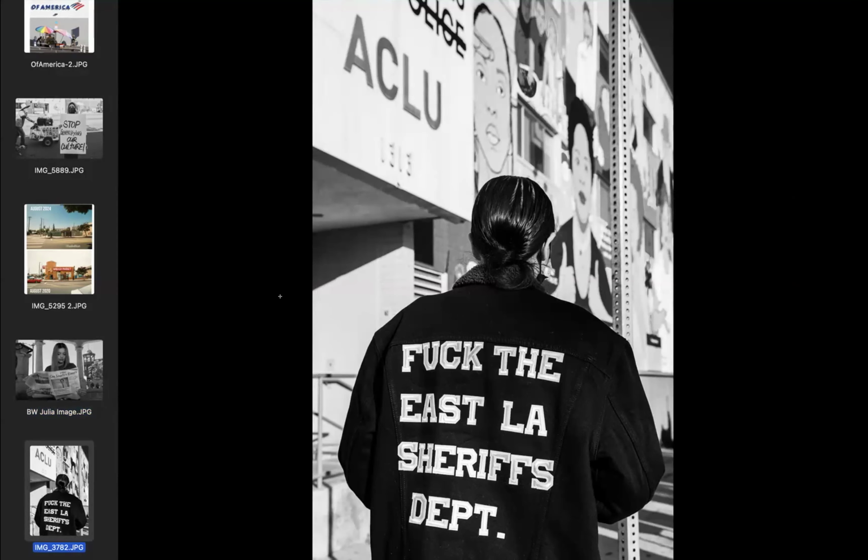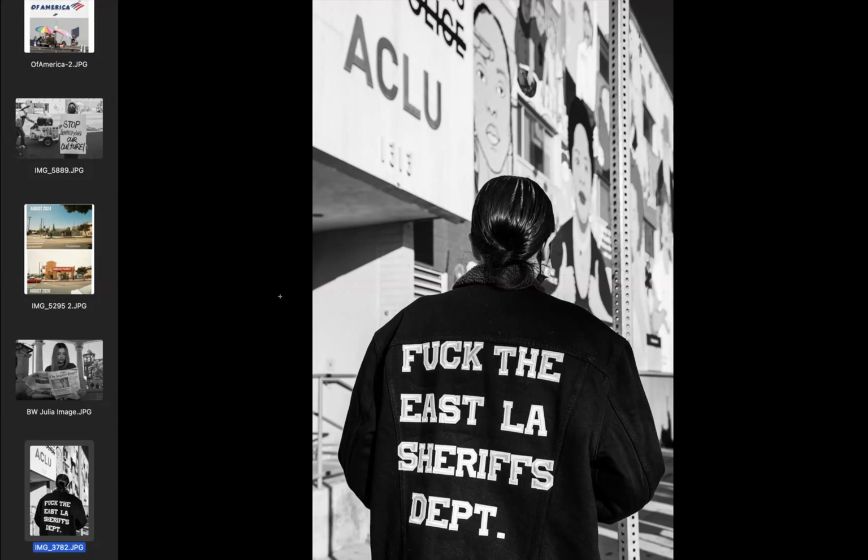Yes. And then last one, it's a photo of the aunt of Anthony Vargas. Anthony Vargas was shot and killed by the East LA sheriff. The sheriff claimed that he had a gun on him, but when they did the fingerprints for that weapon that was supposedly on Anthony Vargas, it came back without his fingerprints. This is a portrait of her jacket that she made, "Fuck the East LA Sheriffs."